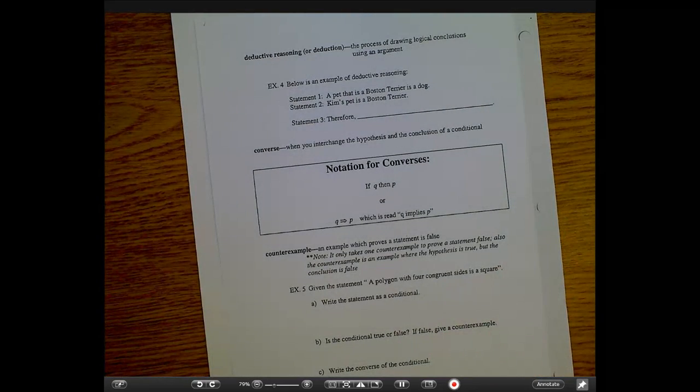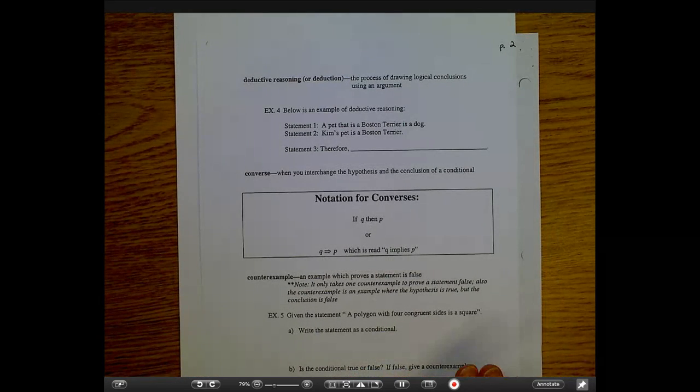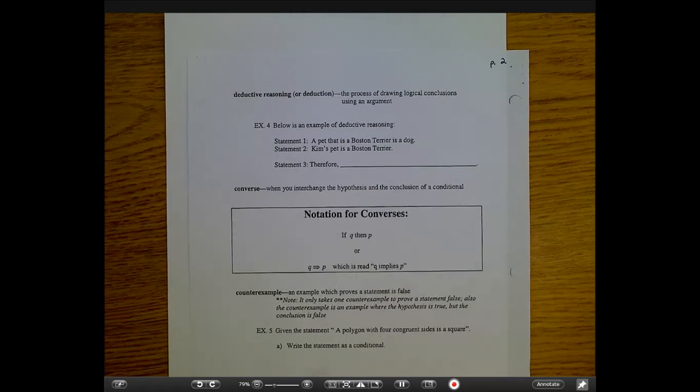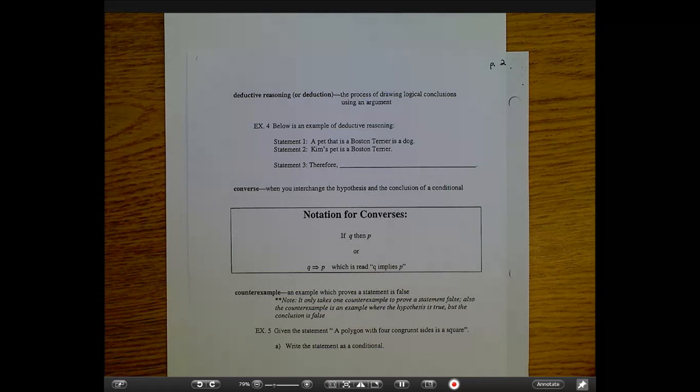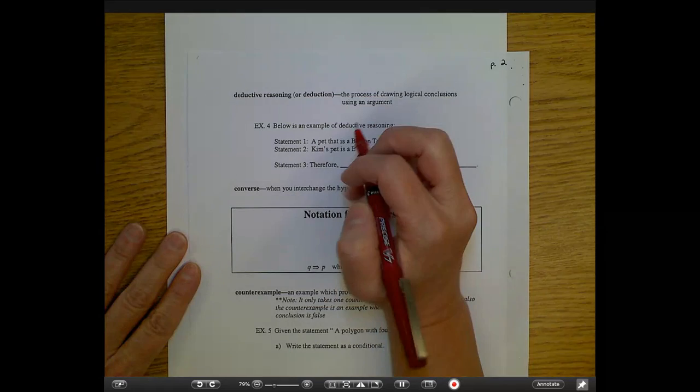Here, we'll be using deductive reasoning throughout our studies for the entire year, and actually every single time you are doing some mathematics, you are using deductive reasoning. It's the process of drawing logical conclusions using an argument. Let's use our everyday example. Statement 1: a pet that is a Boston Terrier is a dog. Statement 2: Kim's pet is a Boston Terrier. Therefore, think about what you would conclude deductively. Hopefully you said something like, Kim's pet is a dog.